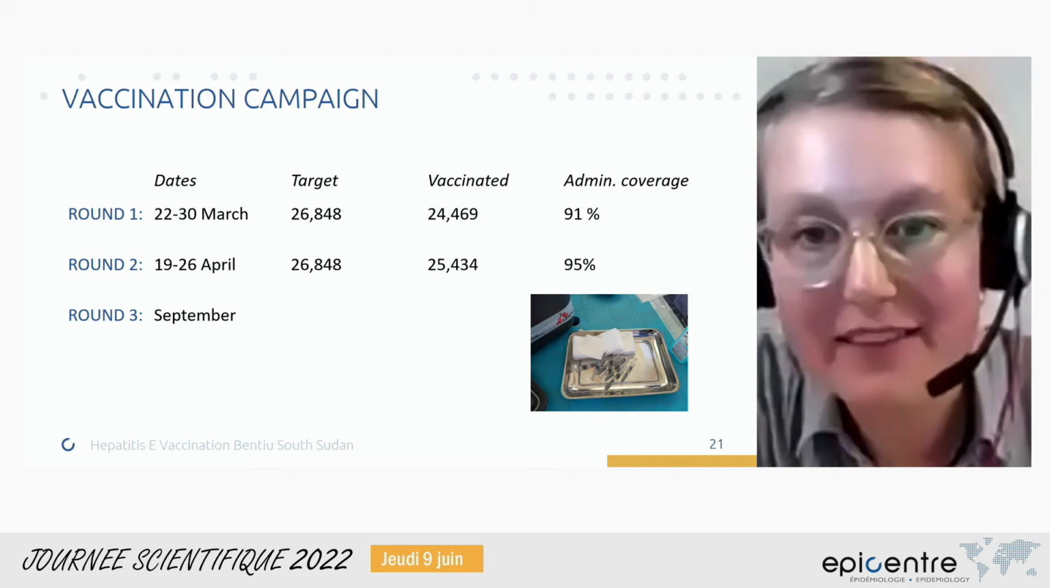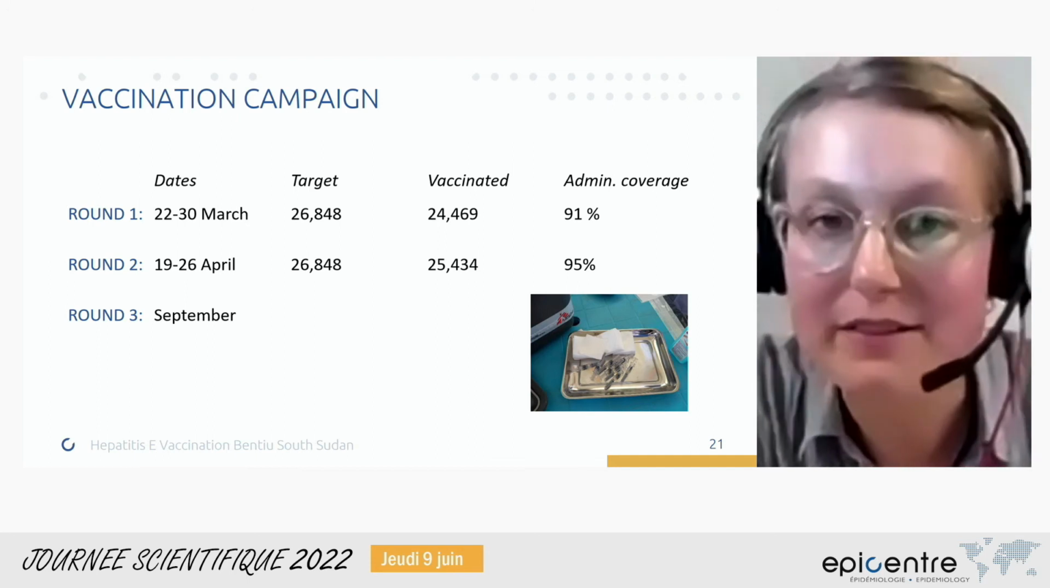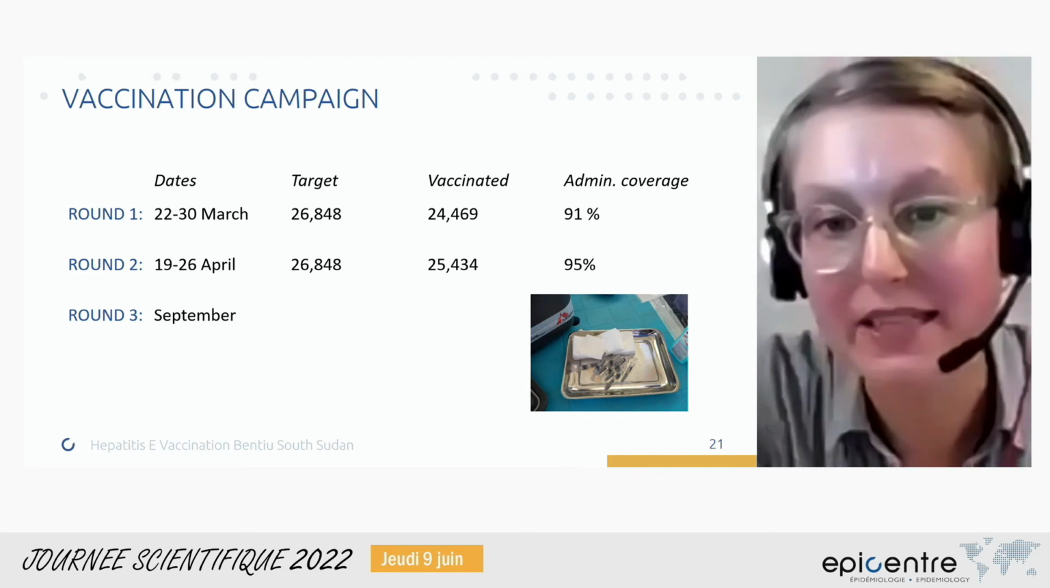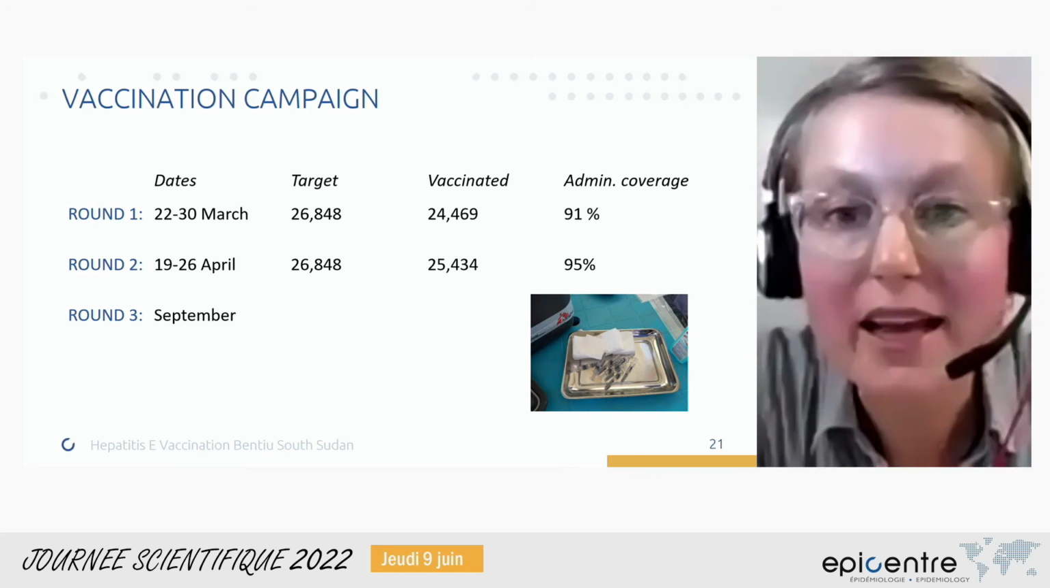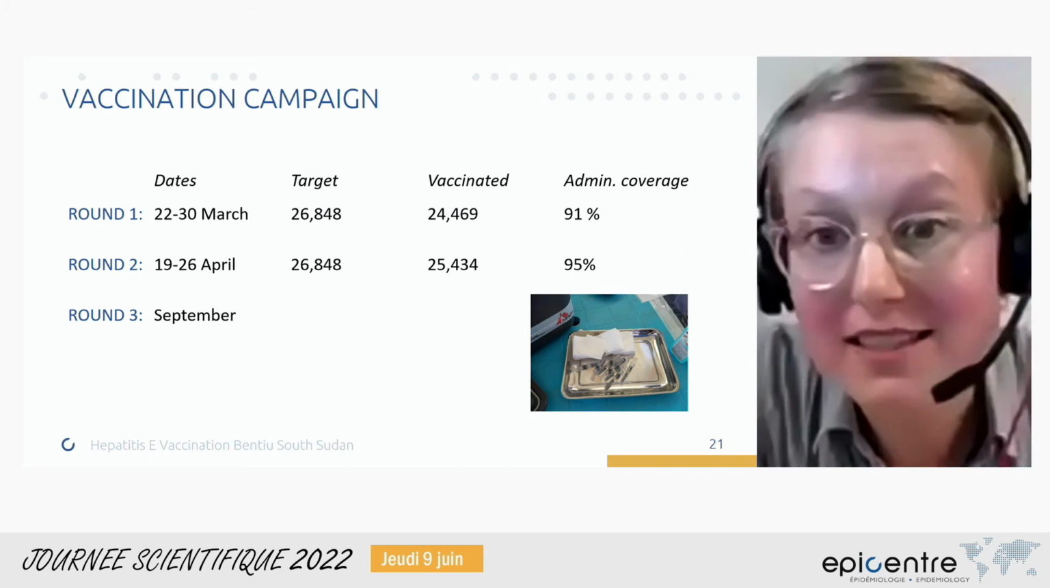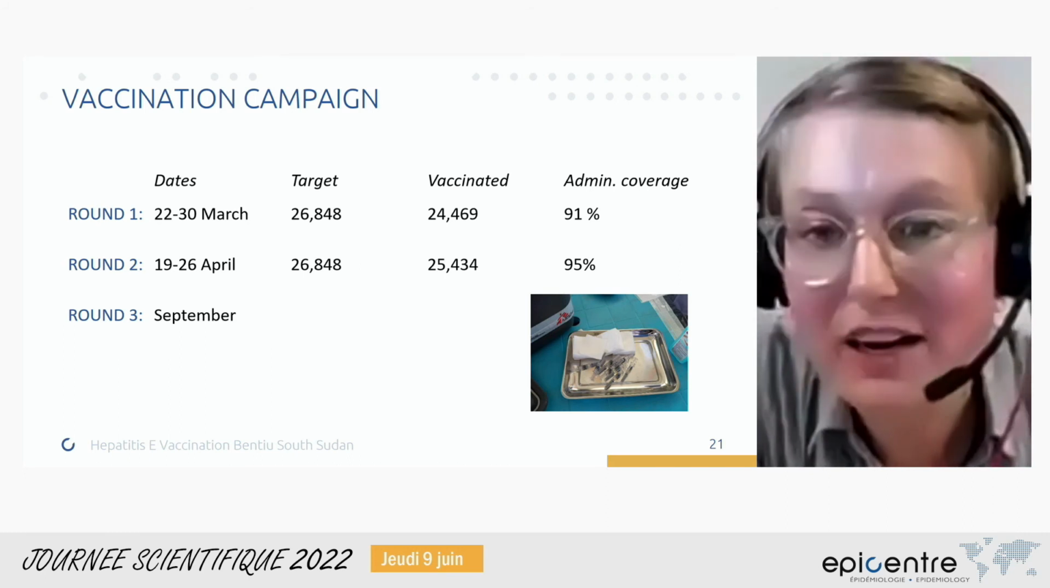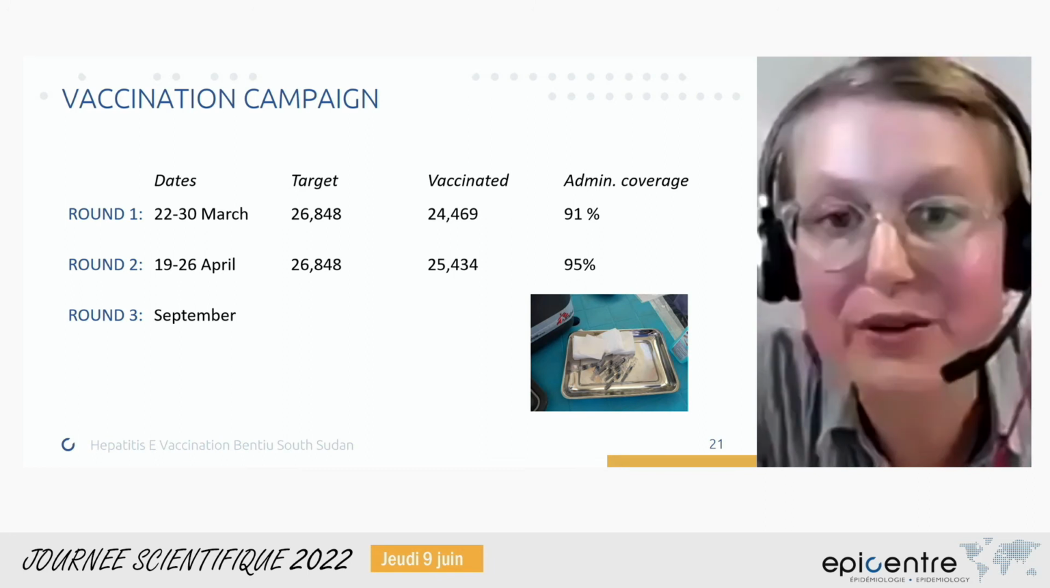So the results of the vaccination campaign: the first round took place at the end of March and vaccinated a total of 24,000 individuals for an administrative coverage of 91%. The second round of vaccination took place at the end of April and vaccinated 25,000 for a total vaccination administrative coverage of 95%. And the third round is planned for September.